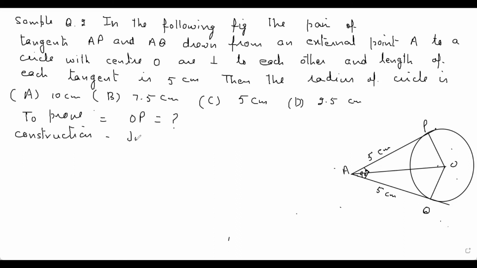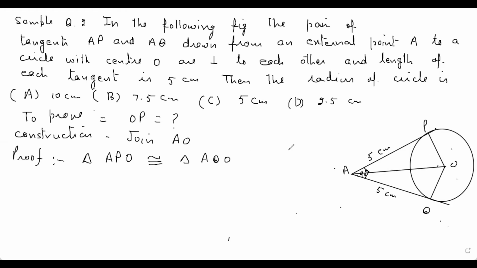Construction, join AO. Now proof is, triangle APO is congruent to triangle AQO. Now why? AP is equal to AQ. Length of tangent drawn from an external point to the circle are equal. AO is equal to AO, common, and OP is equal to OQ. Both are the radius of a circle. So by SSS property, they are congruent.